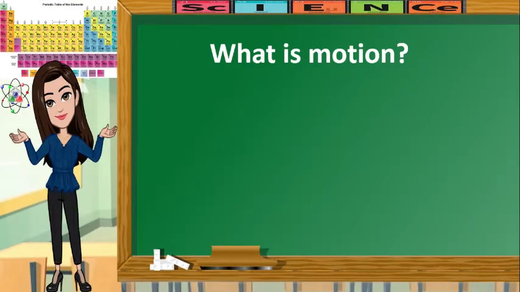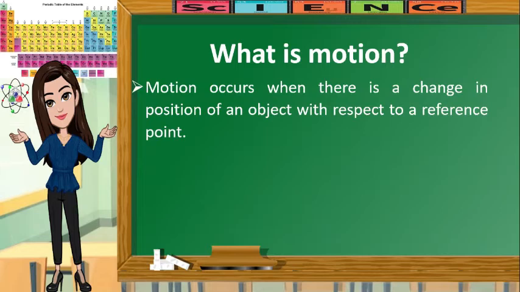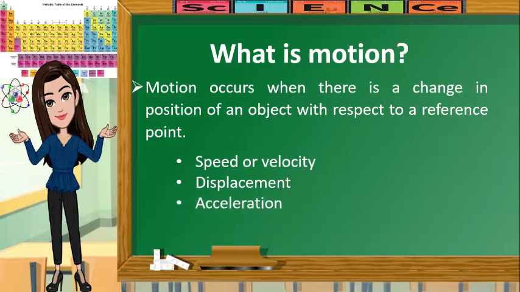What is motion? Motion occurs when there is a change in position of an object with respect to a reference point. Speed or velocity, displacement, acceleration, time.